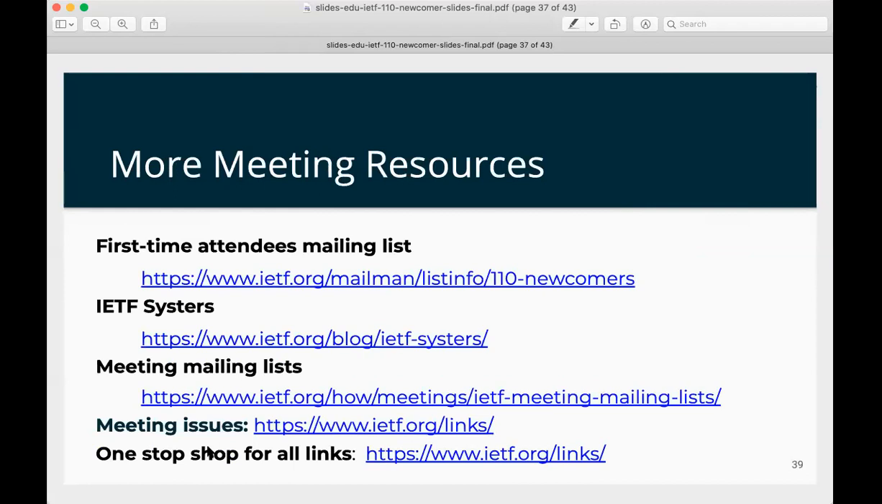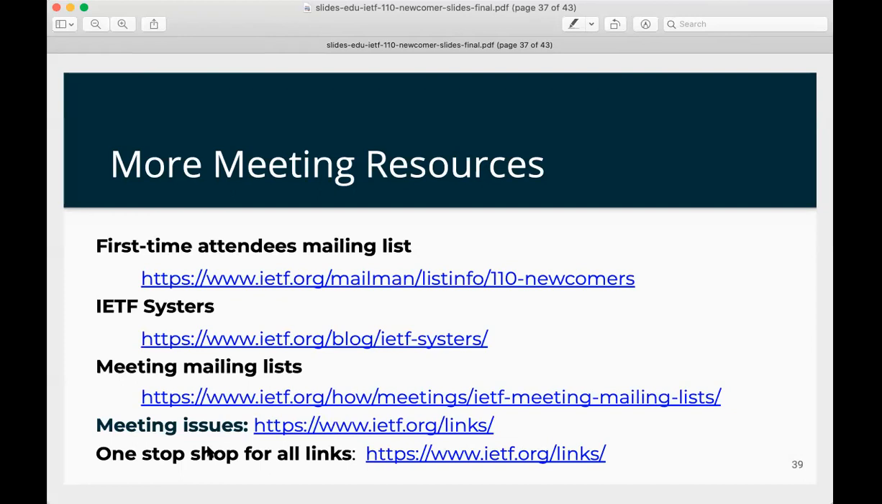More meeting resources. There is a first-time attendees mailing list that you can get on and ask any questions. I mentioned early on under the social activities, the sisters. If you go to this blog post, it has a link to where you can sign up to be on the sisters mailing list.